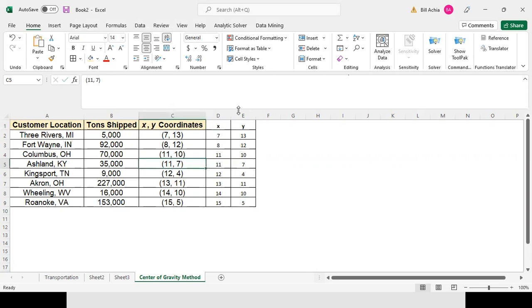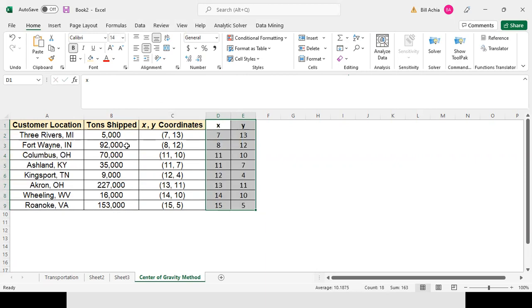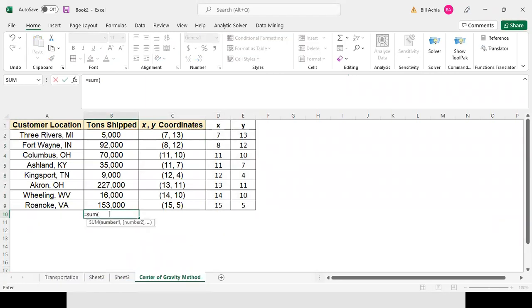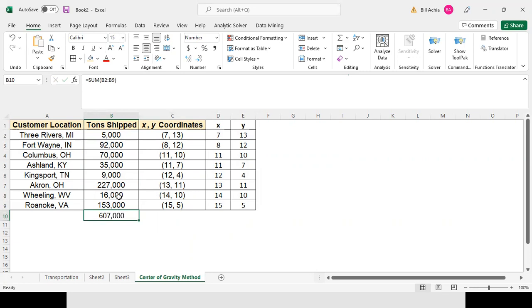Okay, so now that we have these here, one thing that I want to do is first of all figure out what's the total tons shipped to all 8 locations. Okay, so let's sum these up here at the bottom, and we come up with our denominator, which is 607,000. I'm going to use that in calculating the specific coordinates for our target destination.